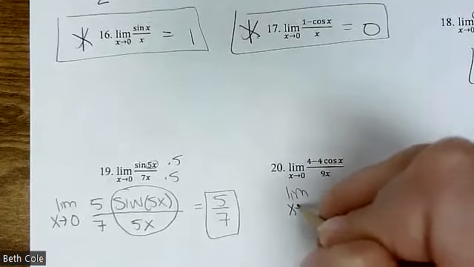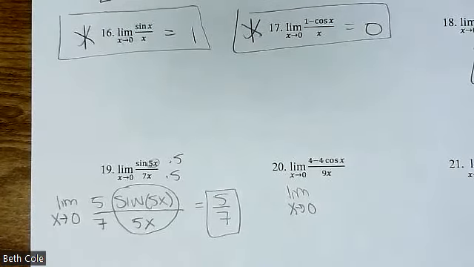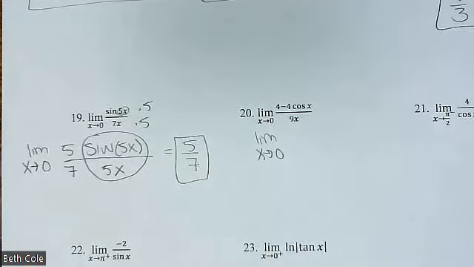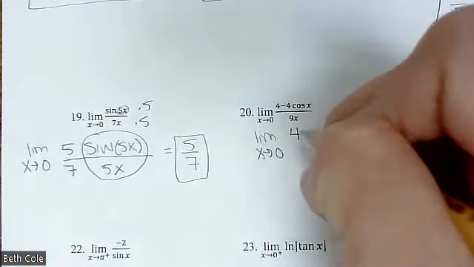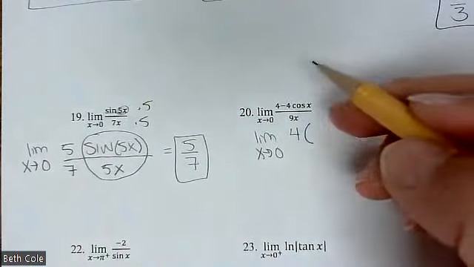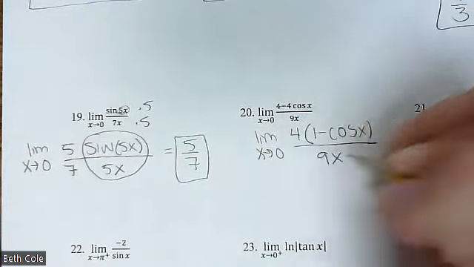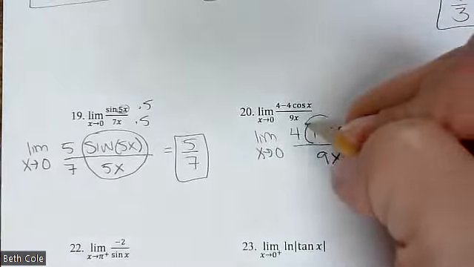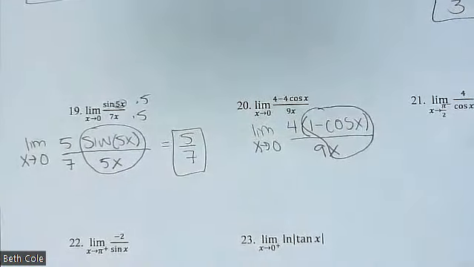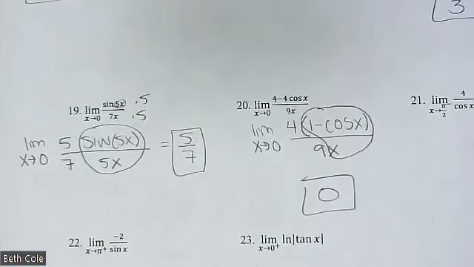All right, so for this one, what can we do with the numerator? Since they both have a 4, factor out a 4. I heard you whisper it over here. If you factor out a 4, you're going to be left with 1 minus cosine x over 9x. So this is the part that's the property. What does that part that I circled equal? 0. And 0 times 4/9 is 0.